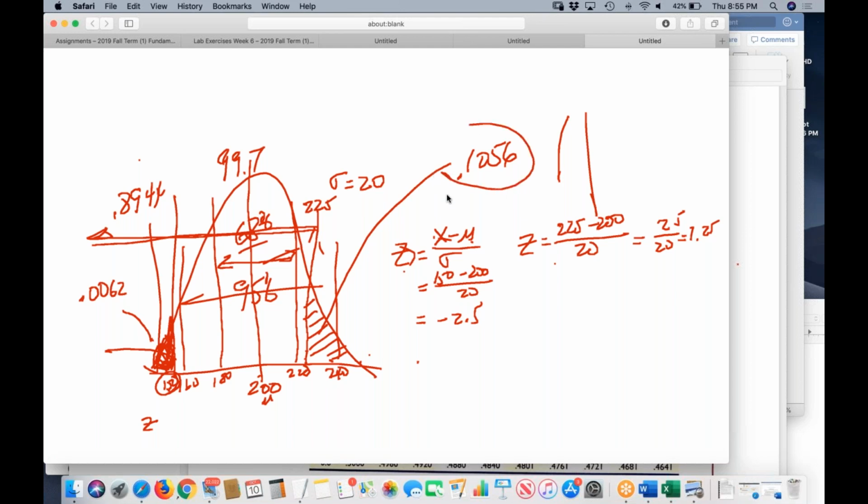Sorry, I had a question from before. When you initially did that formula, when you got Z equals X minus the mean over the standard deviation, where did you get the 225 from? It was in the question. That's the value that we want.